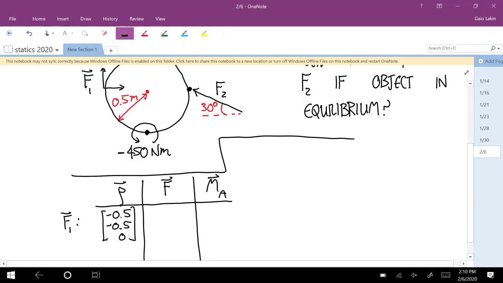With me on that? And then the force vector is F1x, F1y, 0. And so the moment produced about A is negative 0.5 F1y plus 0.5 F1x.